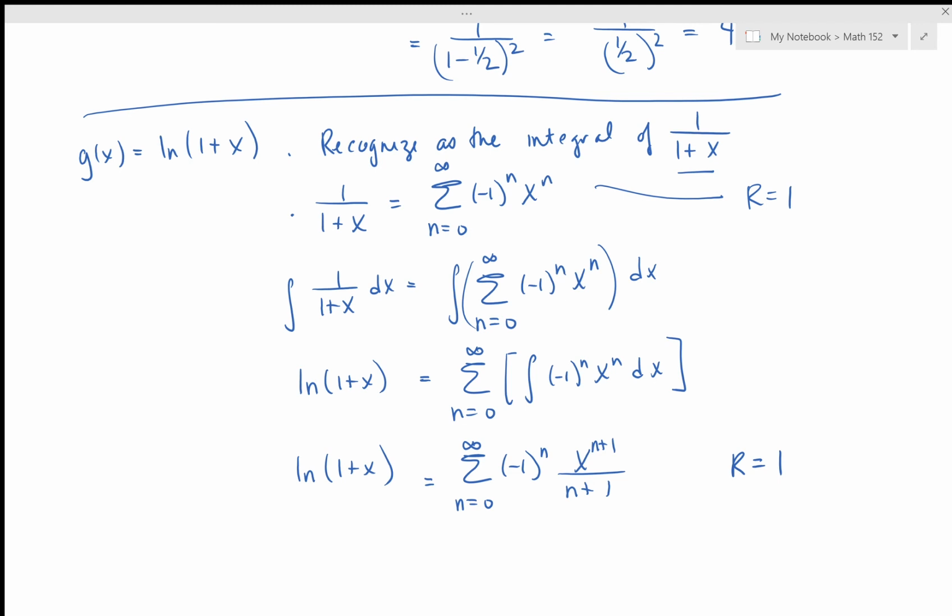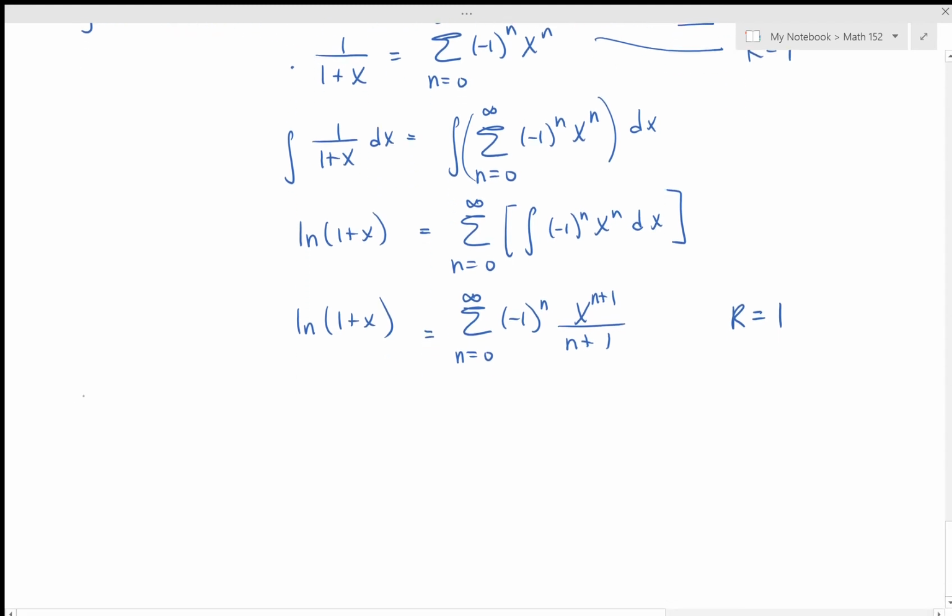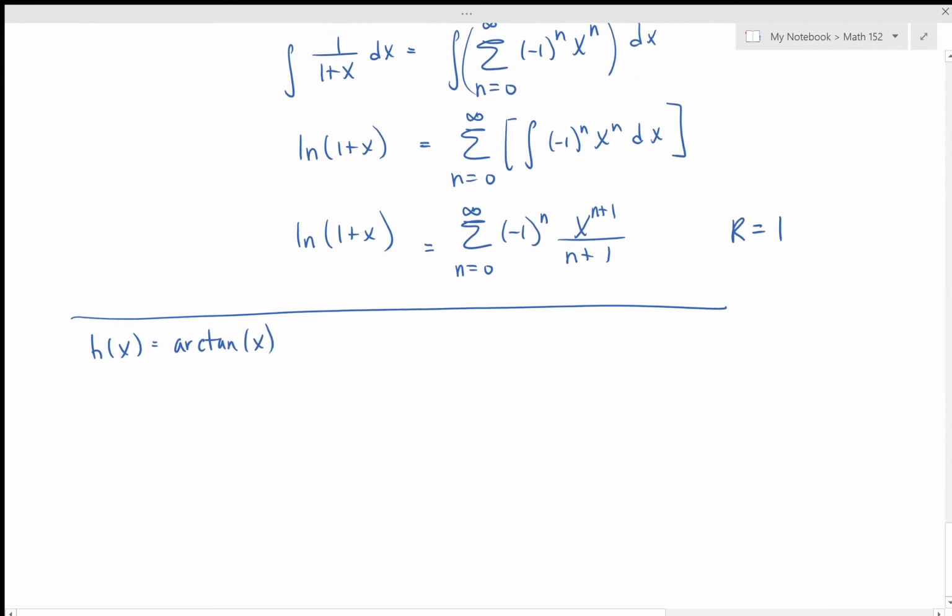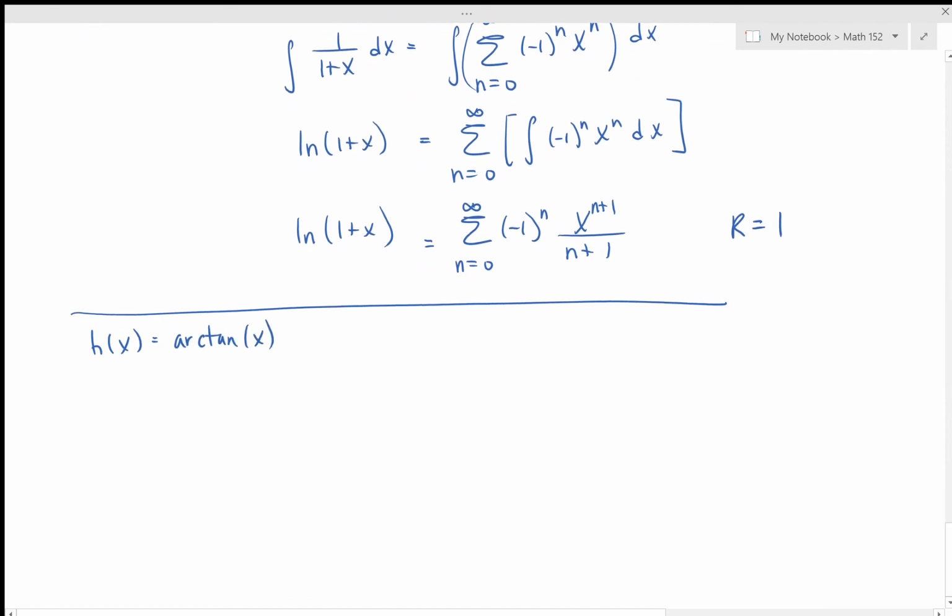Okay, there's one more example to do here. That's the arctangent. What is the power series representation of the arctangent function? So we have, I'm going to call the arctangent function h of x, but this is arctangent x. So we want to know what is the power series representation of that.